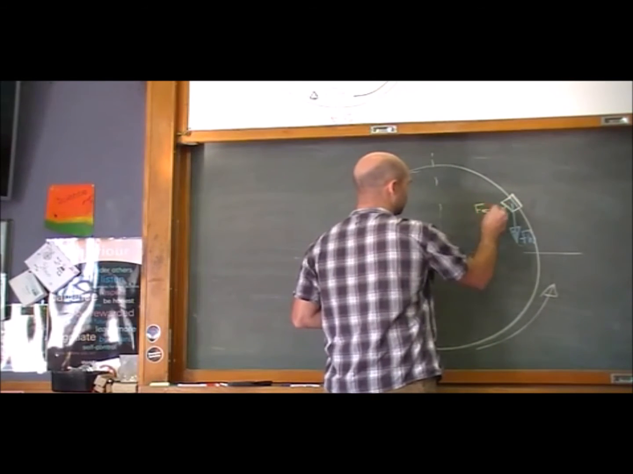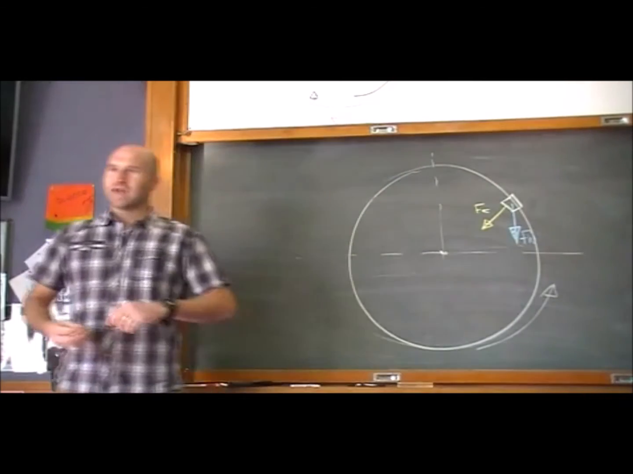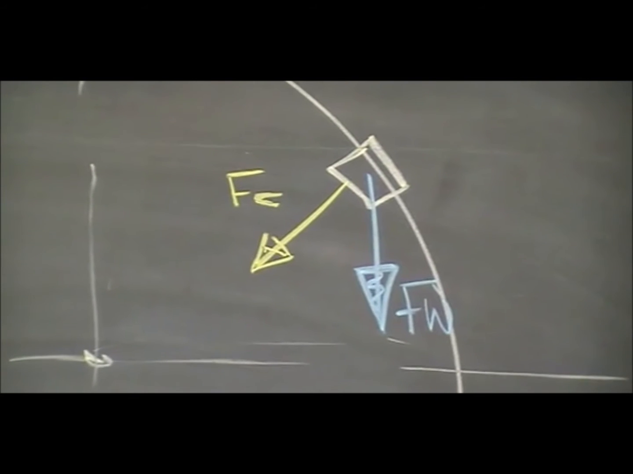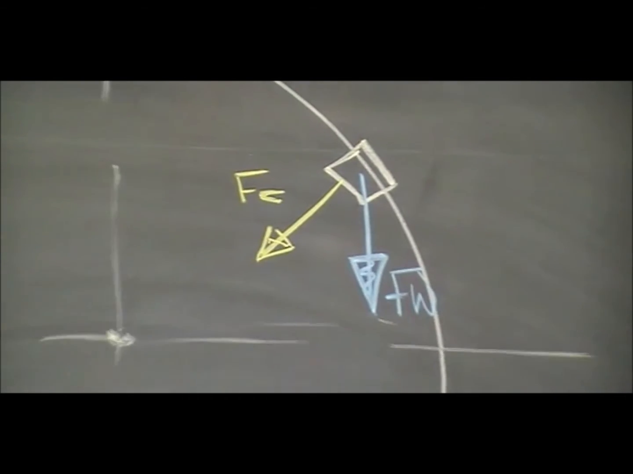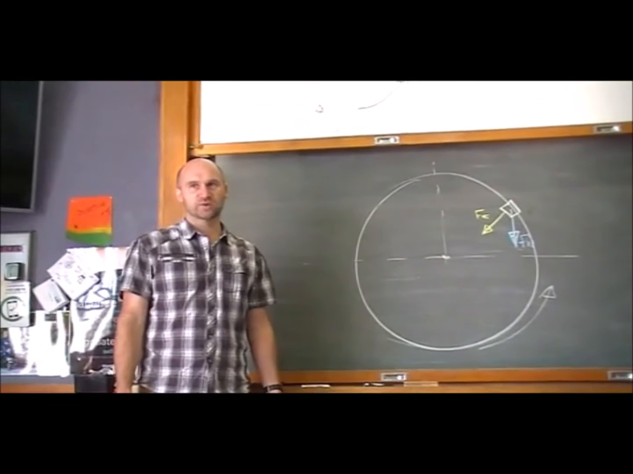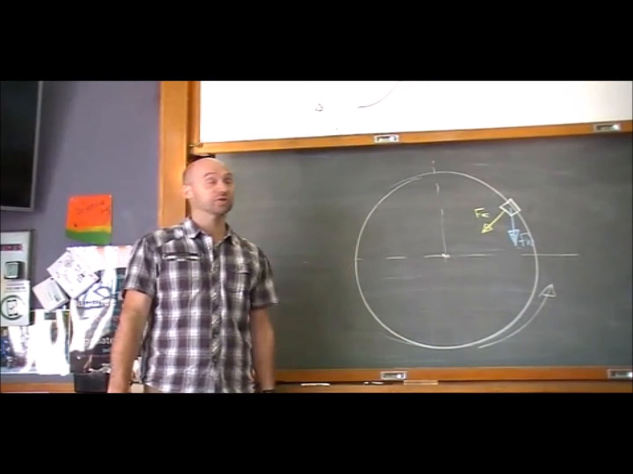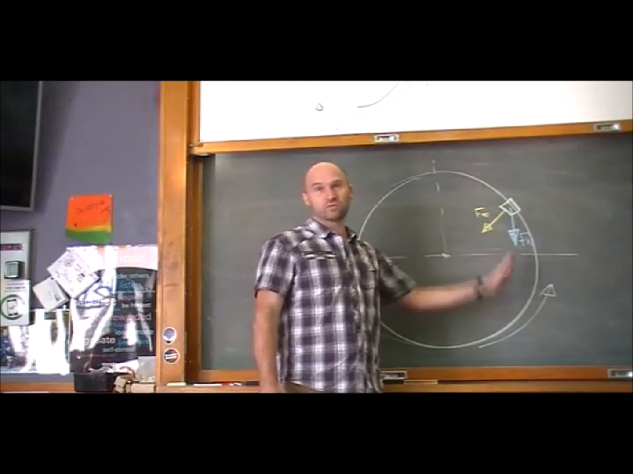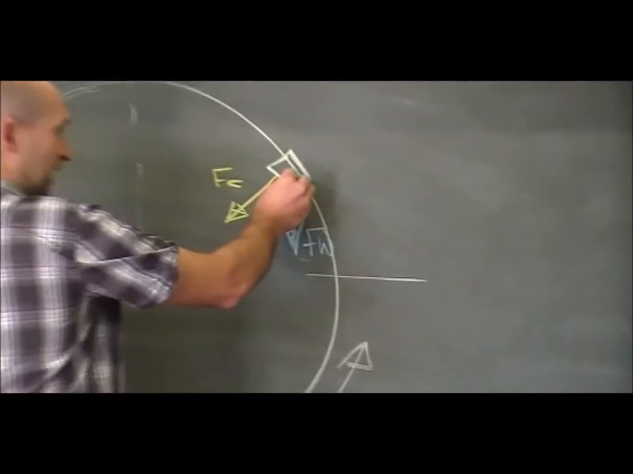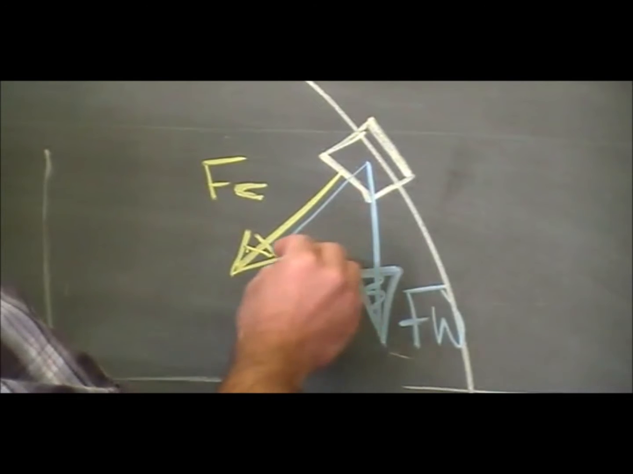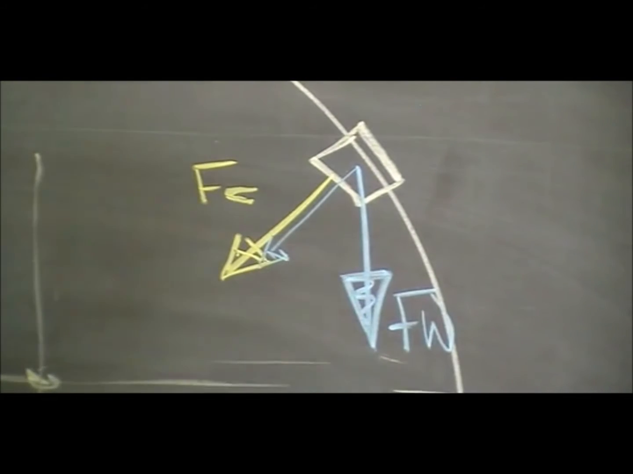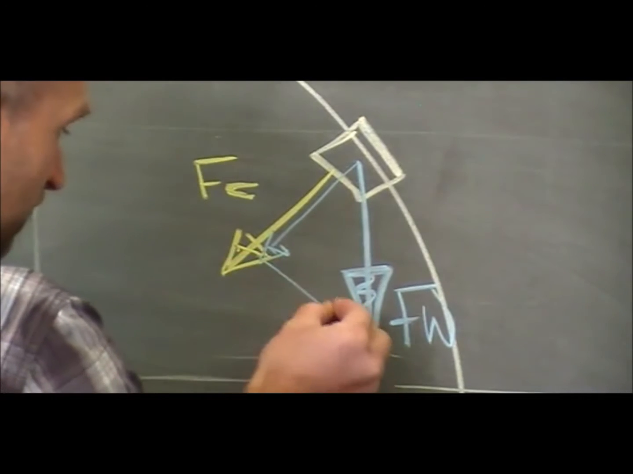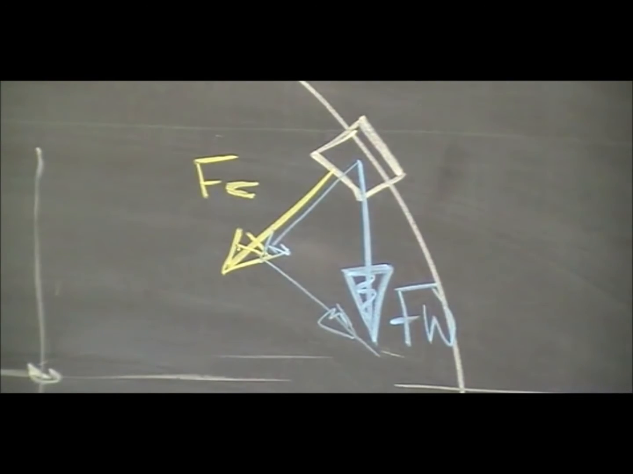And so the FC is what we need, and we're going to apply that rule that we're allowed to split any vector into two other vectors at right angles to each other. We're going to do this in a really counterintuitive way. We're going to split the weight force. We're not going to have vertical anymore. What we're going to do is split it into a component that is providing the centripetal force and a component that's not providing the centripetal force.